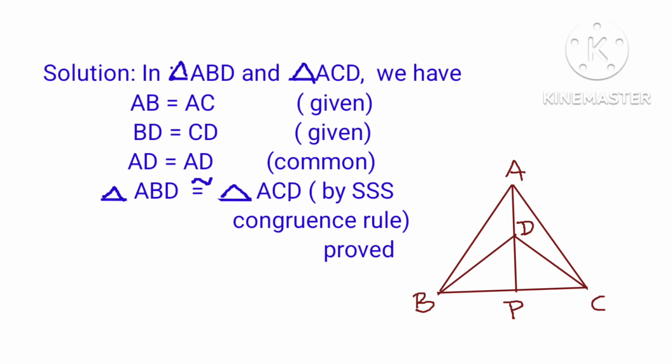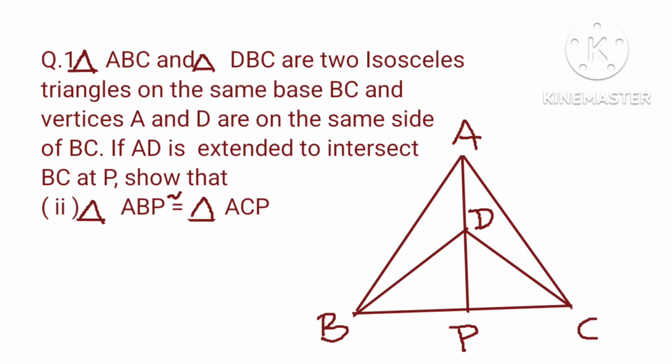Solution. In triangle ABD and triangle ACD, we have AB is equal to AC, given. BD is equal to CD, given. AD is equal to AD, common. So triangle ABD and triangle ACD are congruent by SSS congruence rule, proved. I have just proved the first part of question number 1, and now the second part.